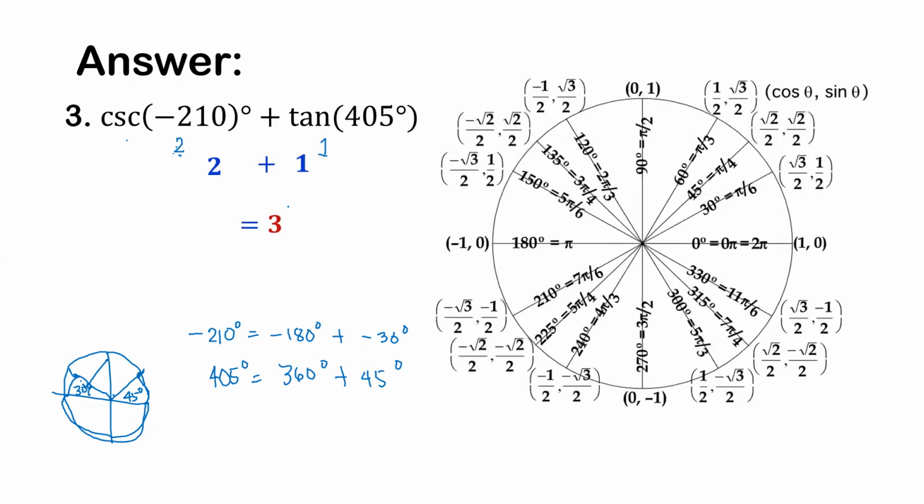Okay. So, pag tinignan natin dito, negative 210 will be somewhere here. Nandito siya magko-coterminate. It's coterminal with 150, diba? Negative 210 and 150, their absolute value, pag inadd, is 360. So, ang cosecant, dito yon reciprocal ng 1/2, kaya 2. Okay? Si 405 naman, it's coterminal with 45 degrees. So, if you get the quotient of this, that will be 1. Kaya the answer is 3.